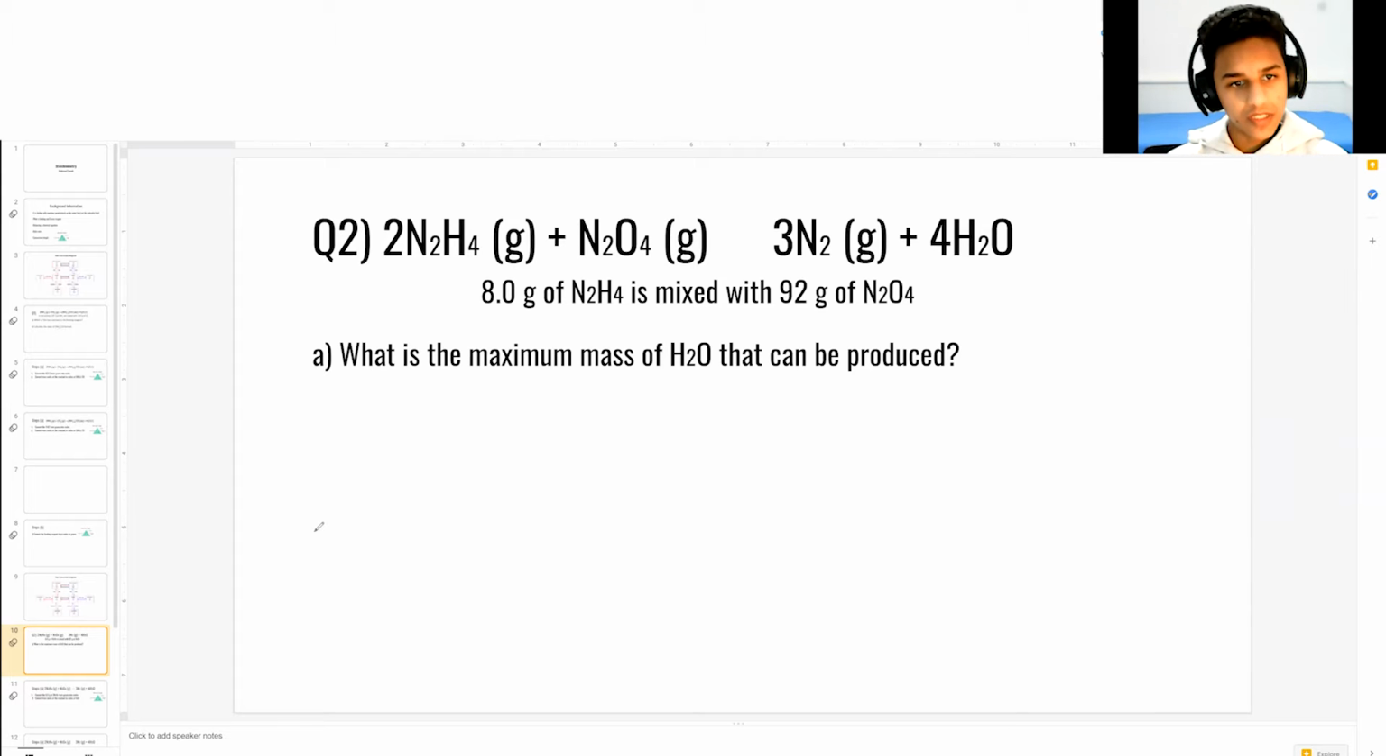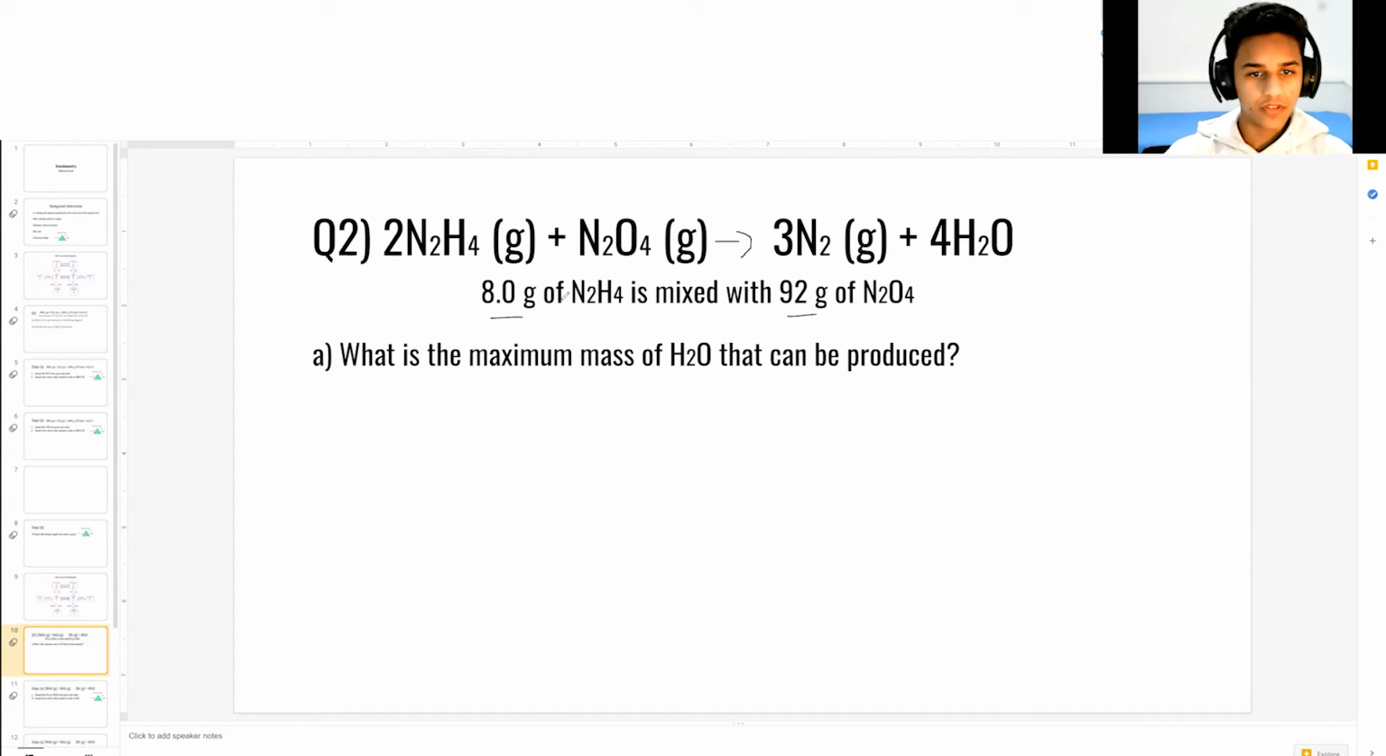So the second question is 2N2H4 (g) plus N2O4. I don't know what these are, so I'm not gonna say them. And then they react to make 3N2 and H2O. I know what H2O is. H2O is water. So, and there are some givens here.